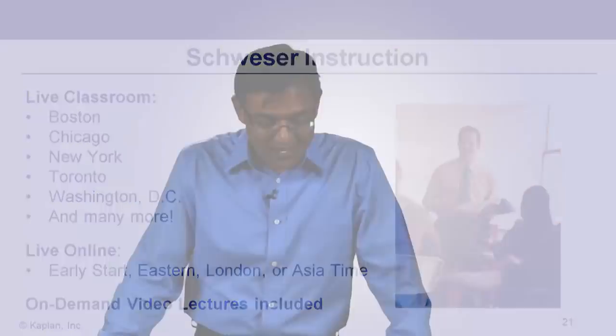There are 4 alternatives now. There is an early start component which starts sometime in October. There is an Eastern time class, again Eastern as in New York time, that starts sometime in January. The London time class also starts in January, and then there is the Asia time class. All of these are live online classes that you can take from the comfort of your home or office or wherever you like to study.